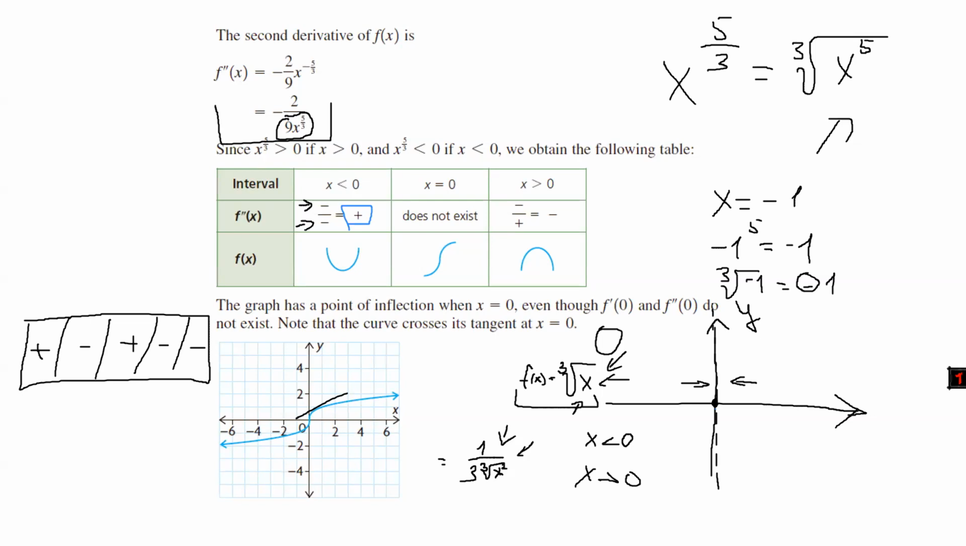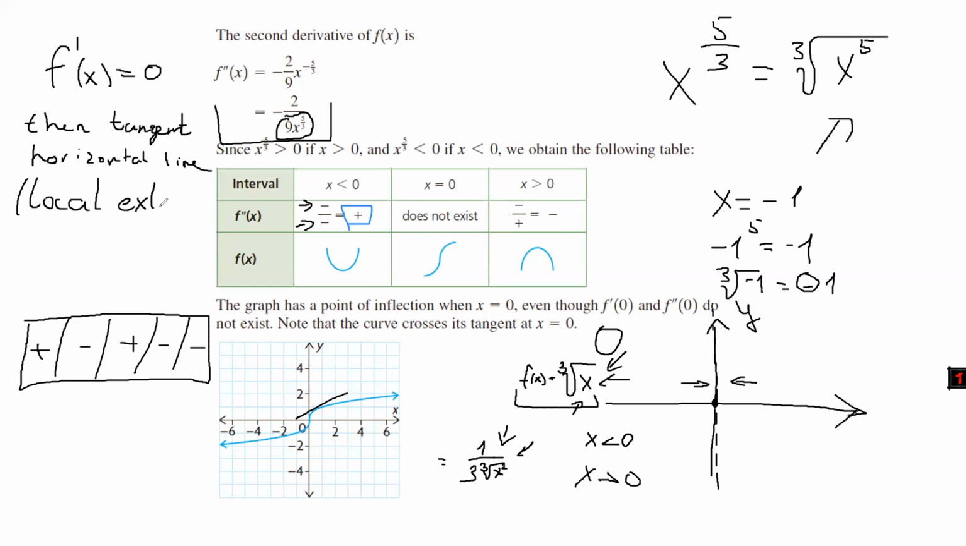When the first derivative equals 0, you write f prime of x equals 0, then tangent horizontal line. It means that it's going to be a local extrema. Am I right? Yeah, okay. Okay, I get it now.